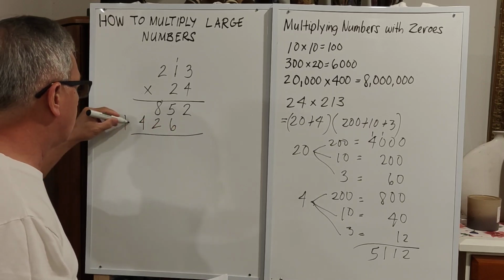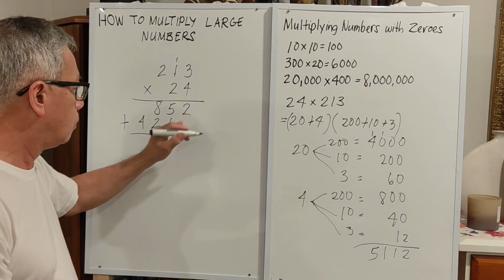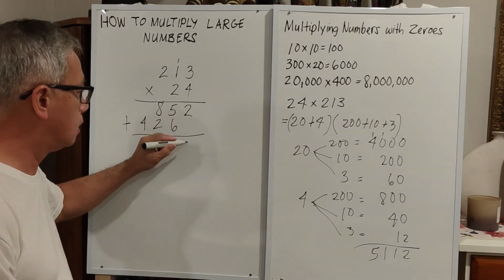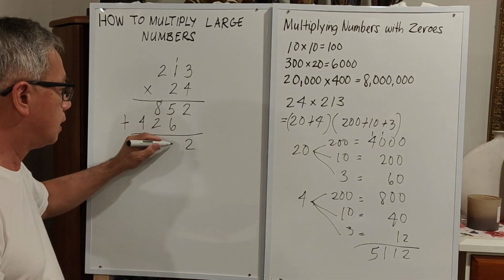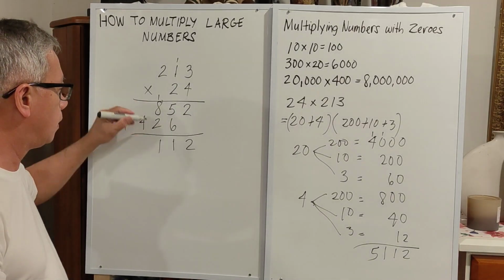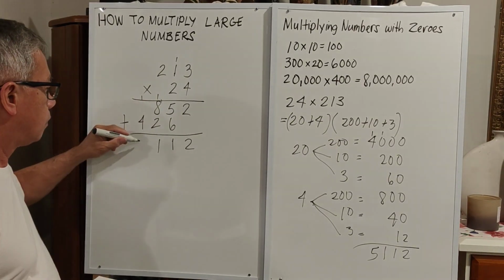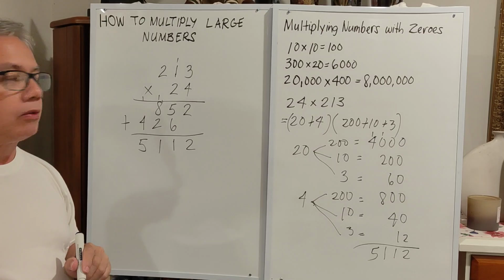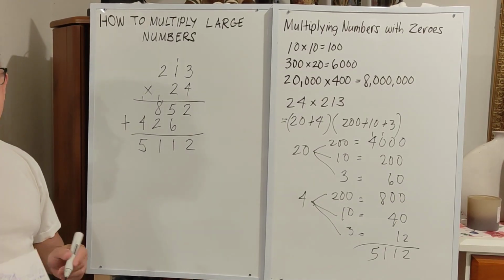And then we add them all up. 2 plus nothing is 2. 5 plus 6 is 11. Carry 1. 8 plus 2 is 10. Plus 1 is 11. Carry 1. 1 plus 4 is 5. So that is how we multiply large numbers.